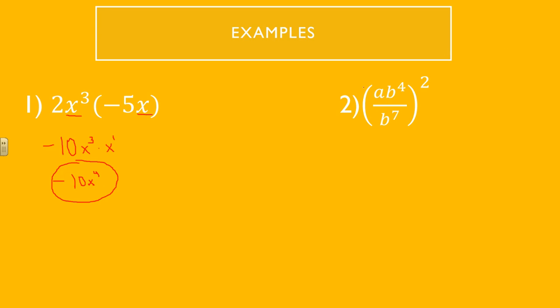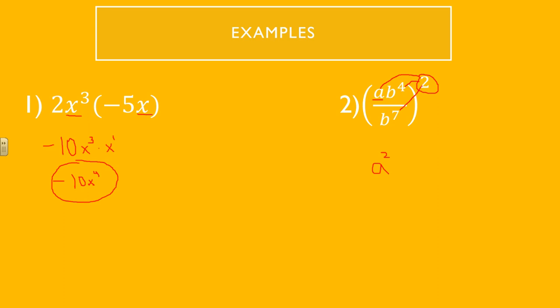Your next example, I've got a b to the fourth power over b to the 7, all to the second power. Again, this power of 2 goes to everything. It goes here, it goes there, and it goes there. Figure out what a to the second power is. Well, that's pretty easy, that's just a to the second power. And b to the fourth power raised to the second power.